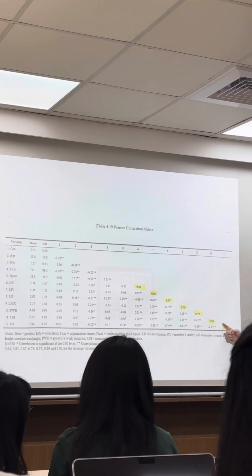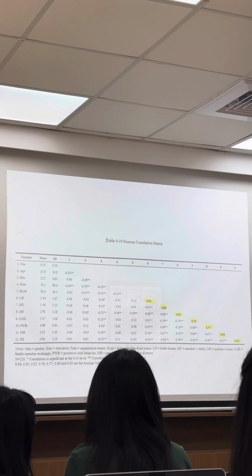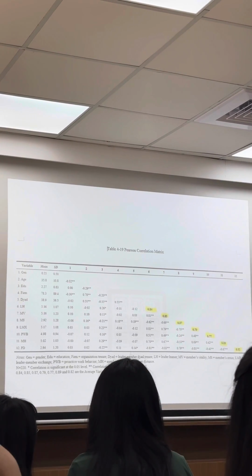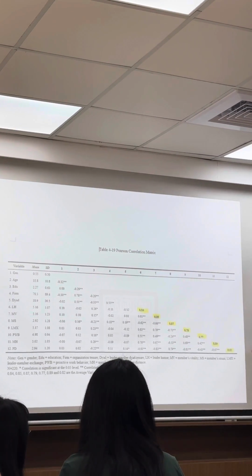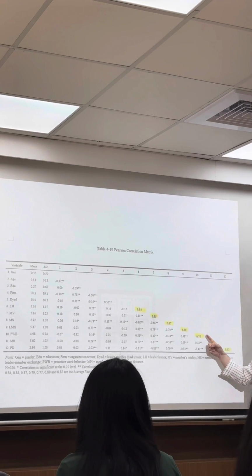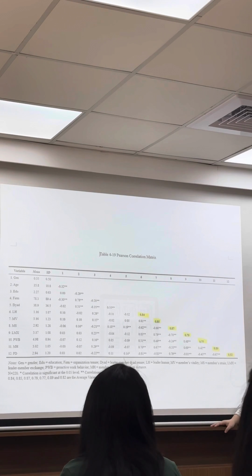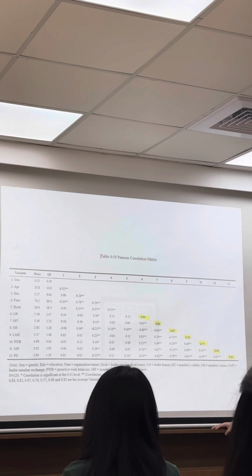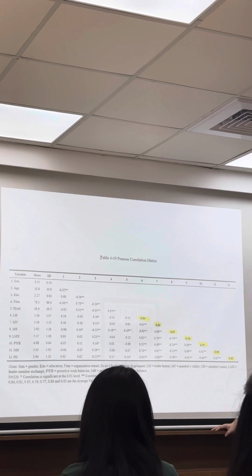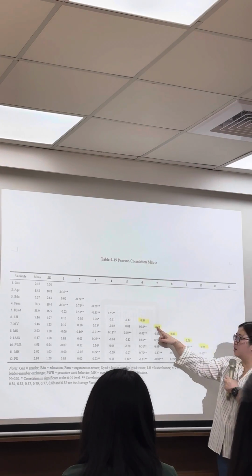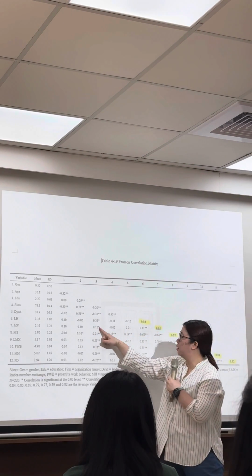What will we put in here for the square root of AVE? It is for checking the discriminant validity. These numbers have to be the highest in the same row and the same column. This is the easiest way for you to remember. So just check: this one has to be the highest in the same row.